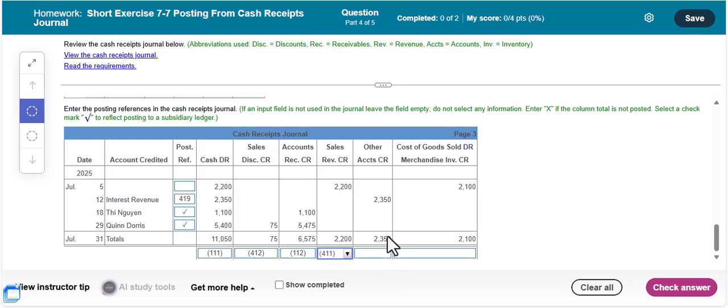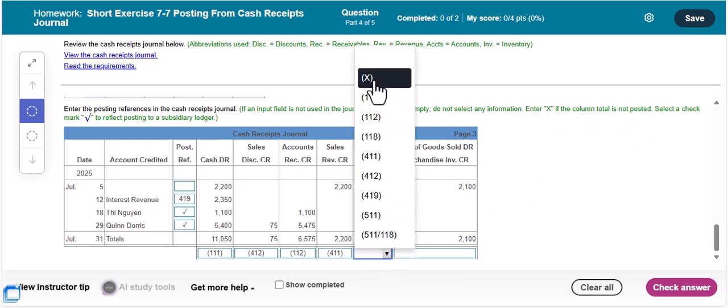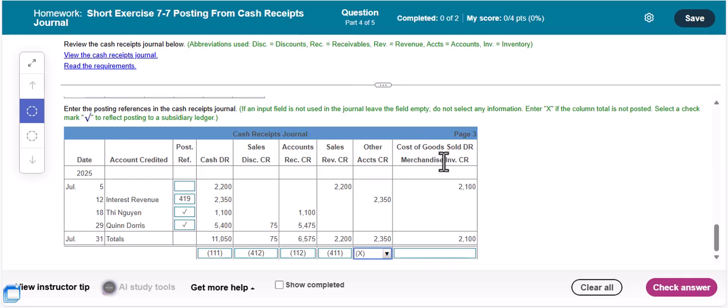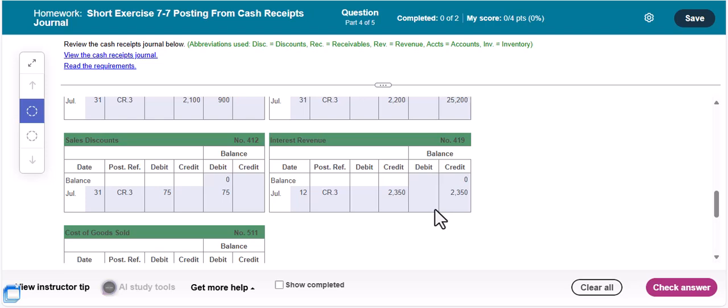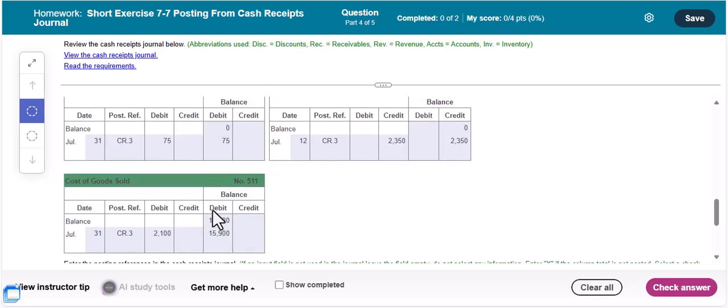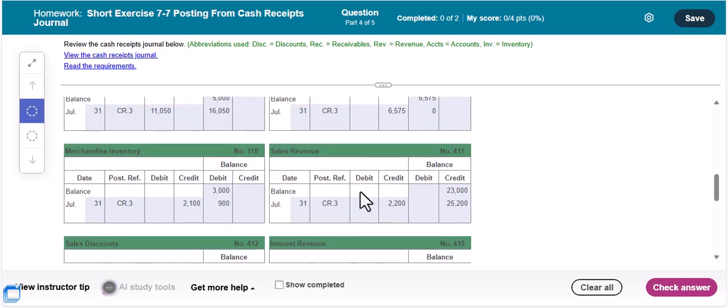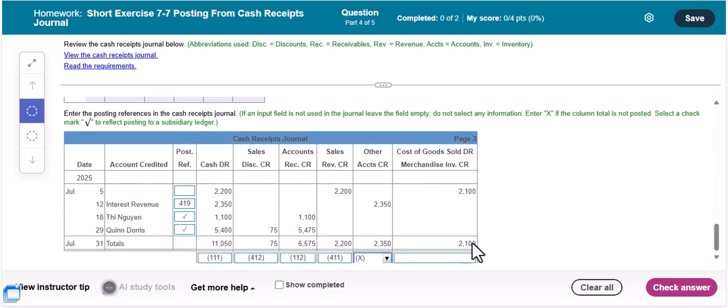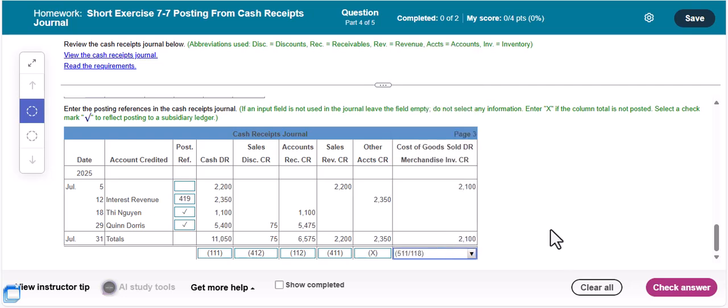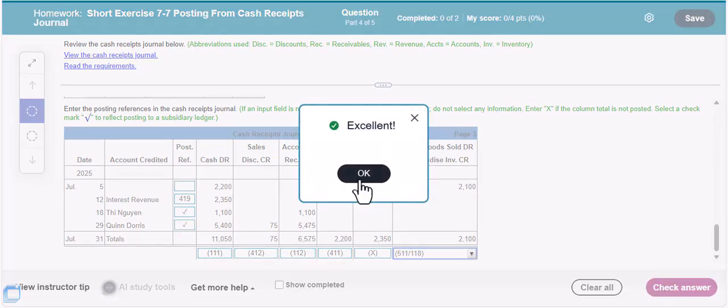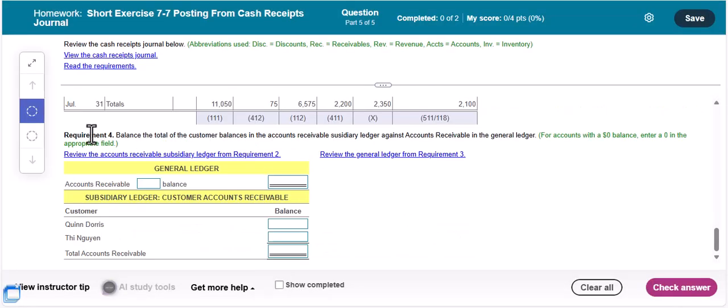Other accounts credit. So because this other accounts credit could be any number of accounts, we can't say that this is all posted to one. So we enter an X if the column total is not posted. So in this case, X. And then lastly, we have COGS and merchandise inventory. So let's see what those are. So we have COGS 511, merchandise inventory was 118. So that's going to be 511 over 118. Let's go ahead and check our answer. Excellent.